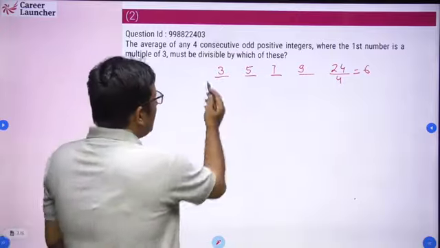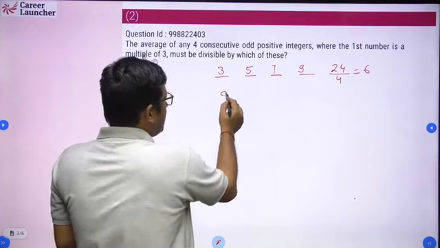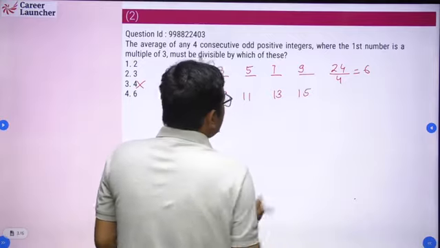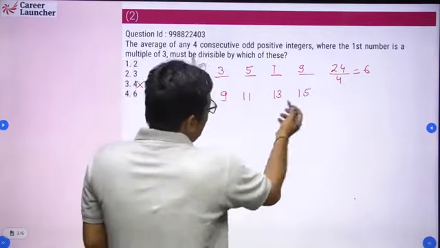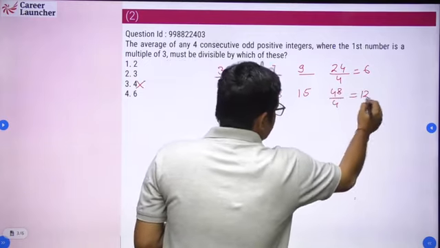Now if I take another possibility, 9, 11, 13 and 15, what is the sum we are going to get? That is 20 and 28, 48, divided by 4, which is 12.